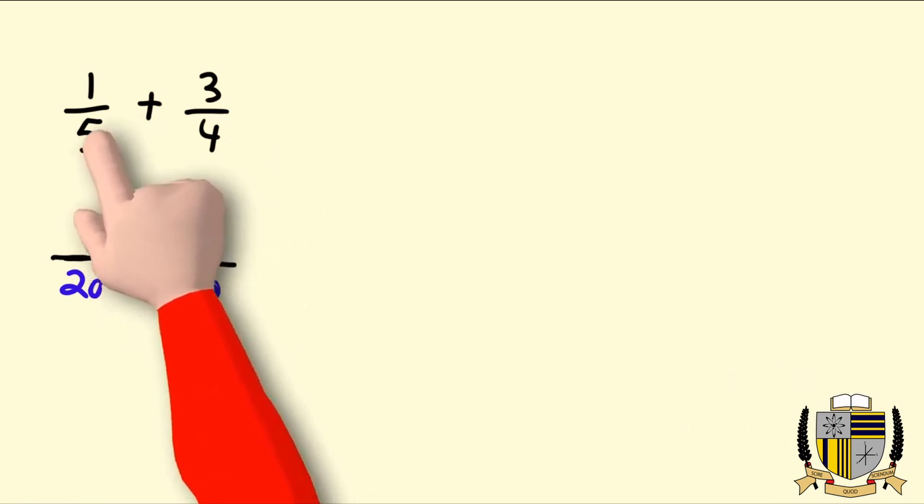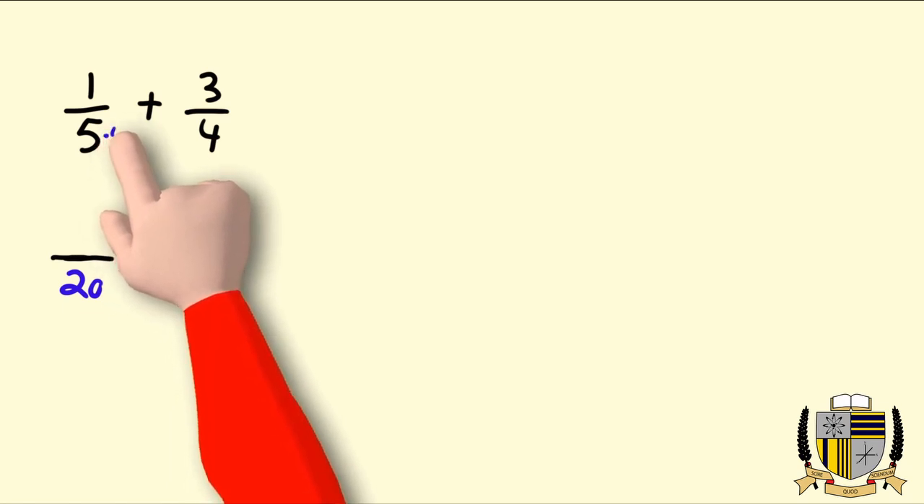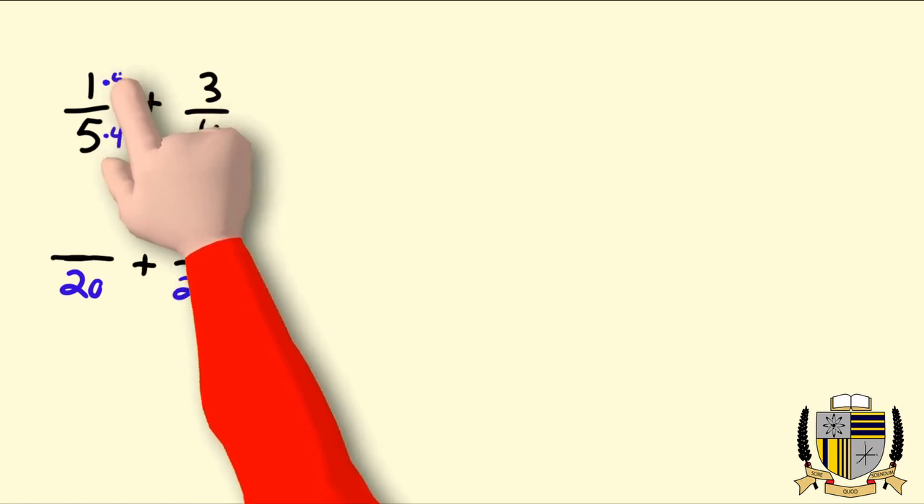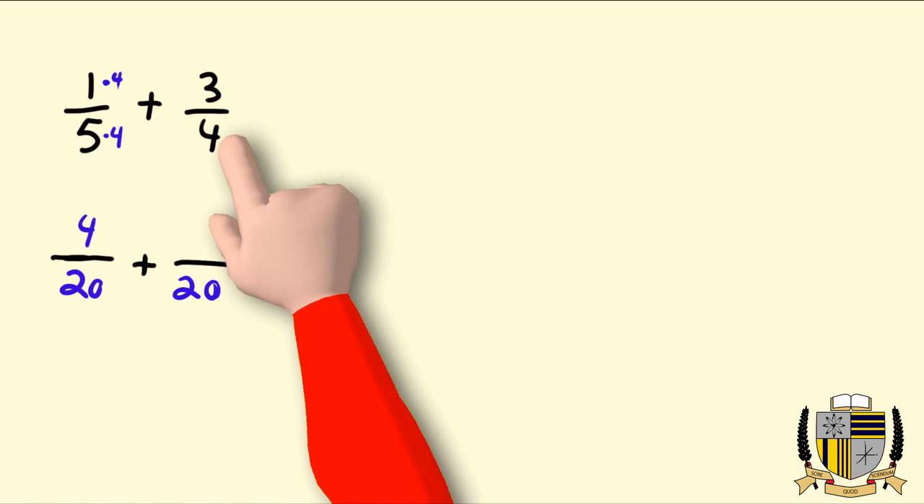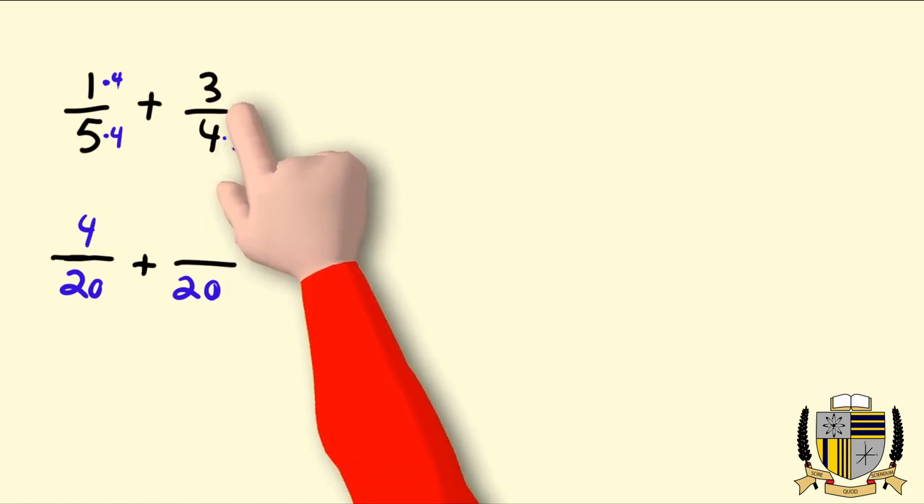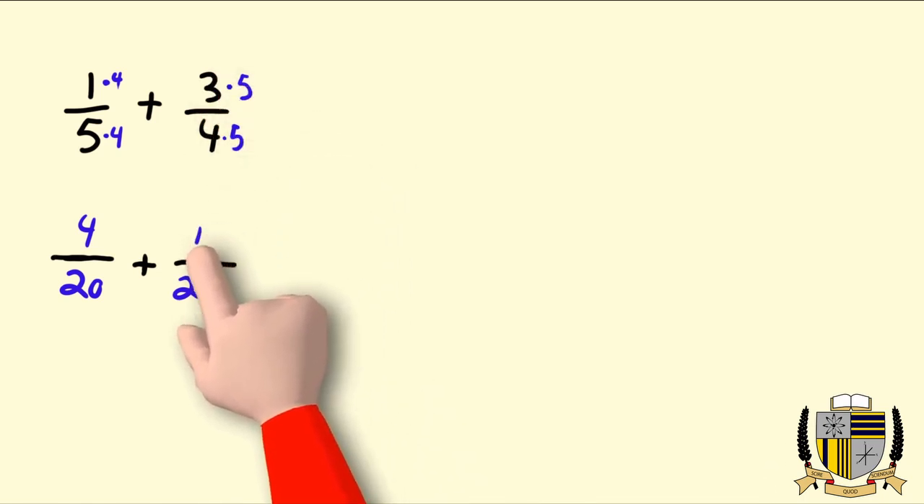So then I say to myself, okay, how did I go from this 5 to 20? Well, I had to multiply by 4. Right? So, because I multiply that by 4, I have to multiply that by 4. So 4 times 1 is 4. How did I go from this 4 to 20? I had to multiply the 4 by 5. And because I had to multiply this denominator by 5 to keep equality, to keep this mathematically correct, I have to multiply the numerator by 5 also, and 3 times 5 is 15.